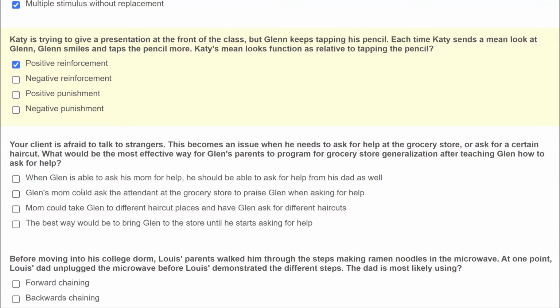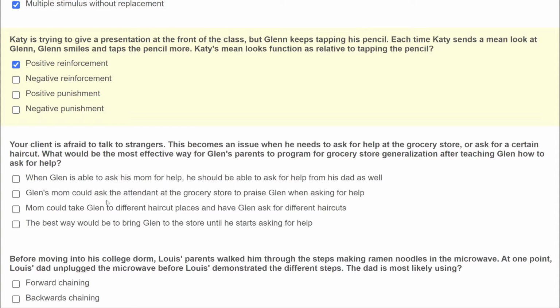A, when Glenn is able to ask his mom for help, he should be able to ask for help from his dad as well. Does generalizing to his dad generalize to the grocery store? It does not. It just generalizes to his dad. It's a good skill to have, but we need to get it to the grocery store. Going from mom to dad is not getting us any closer to the grocery store.